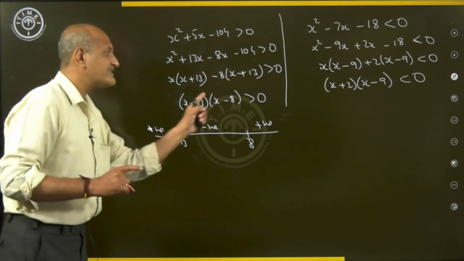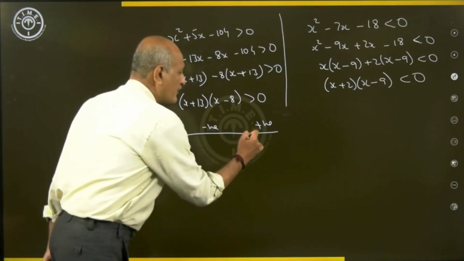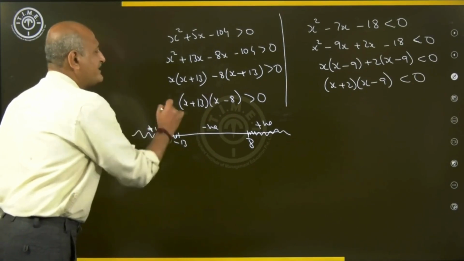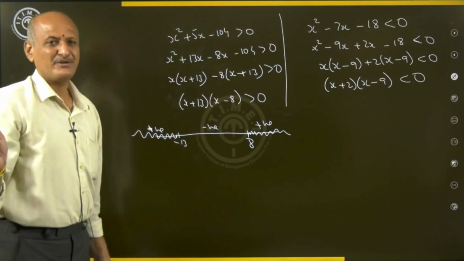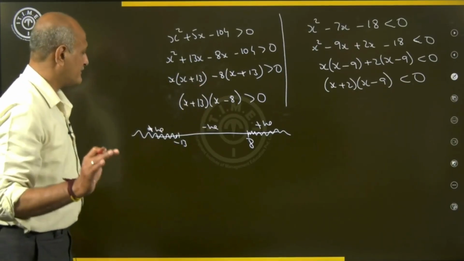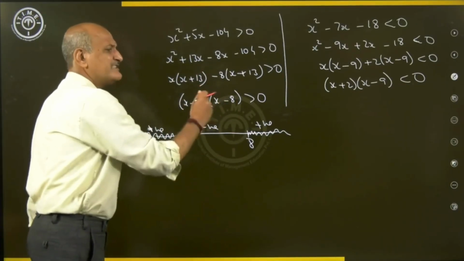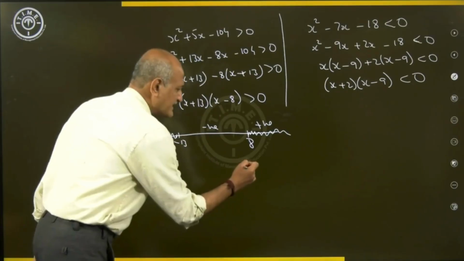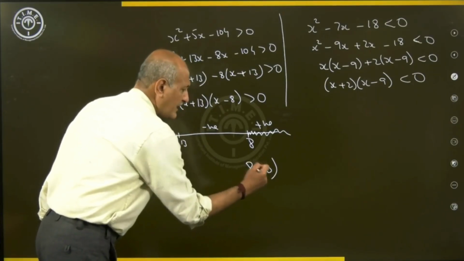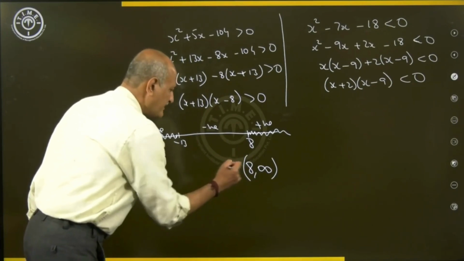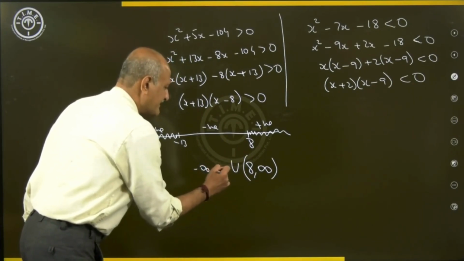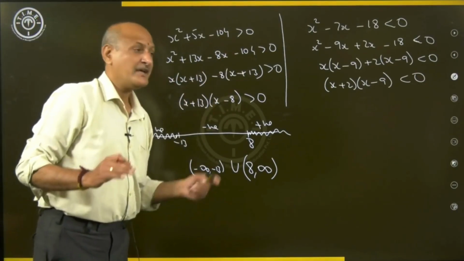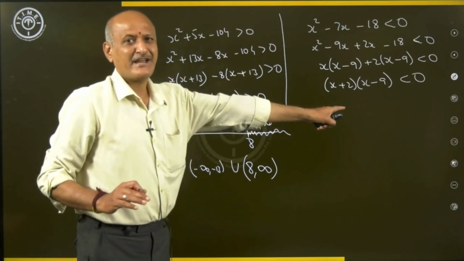So for what values of x is this satisfied? We can tell for numbers which are greater than 8 and numbers which are less than minus 13, this expression is seen to be satisfied. For these values of x, the expression is positive. This can also be represented as 8 to infinity union minus infinity to minus 13. For this set of numbers, this expression is true, that is, positive.